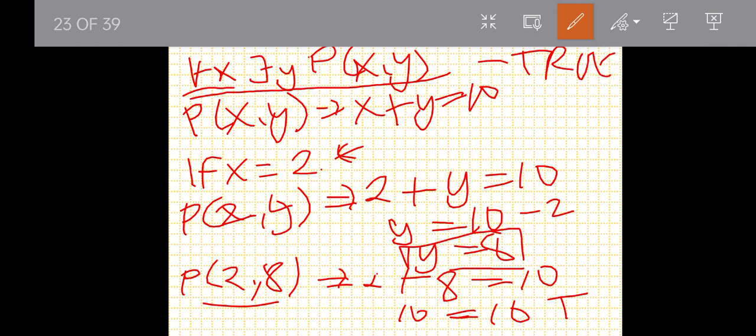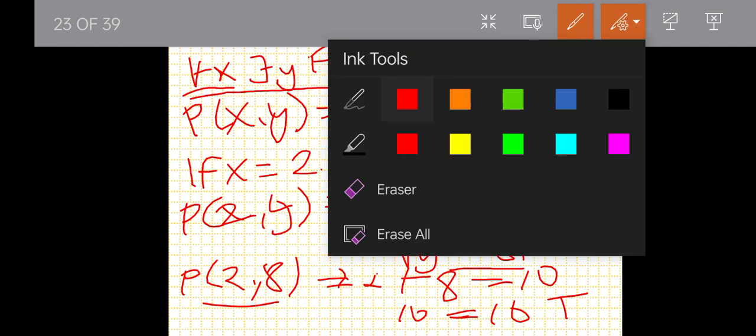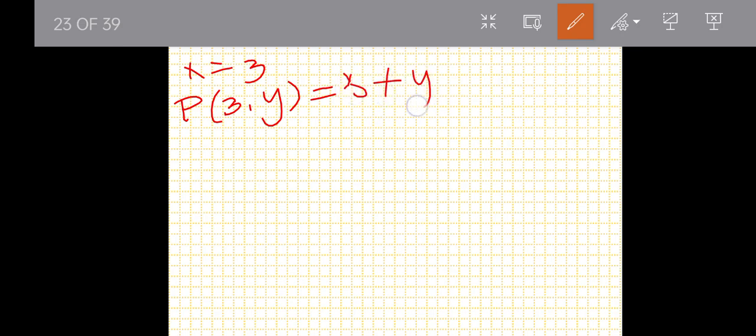Let me erase this one. So, what if x natin is equal to 3? Okay? And, as what we have done earlier, plug muna natin siya. Kapag ang x natin is 3, ano daw yung y? So, we have 3 plus y is equal to 10. y is equal to 7.